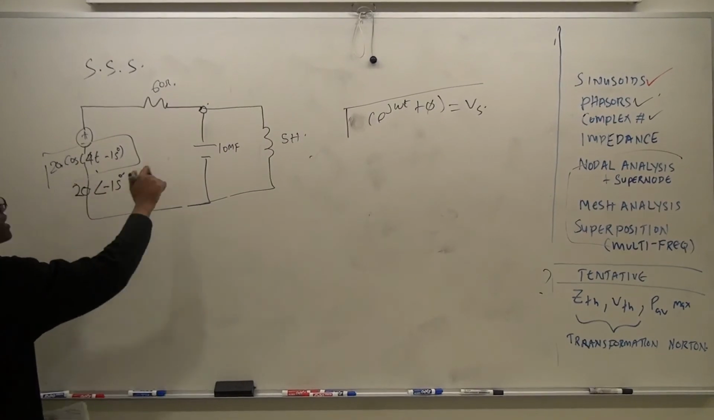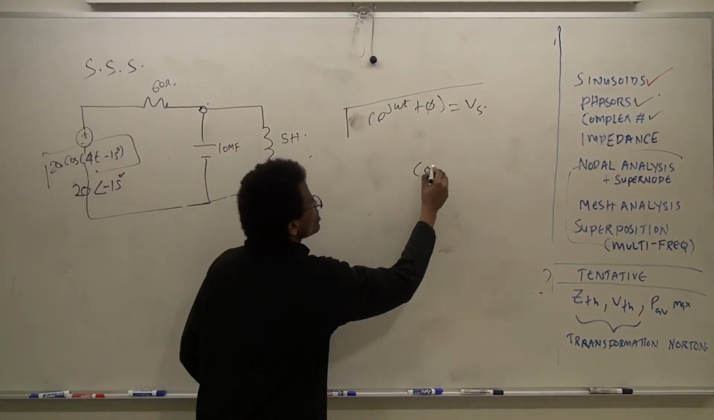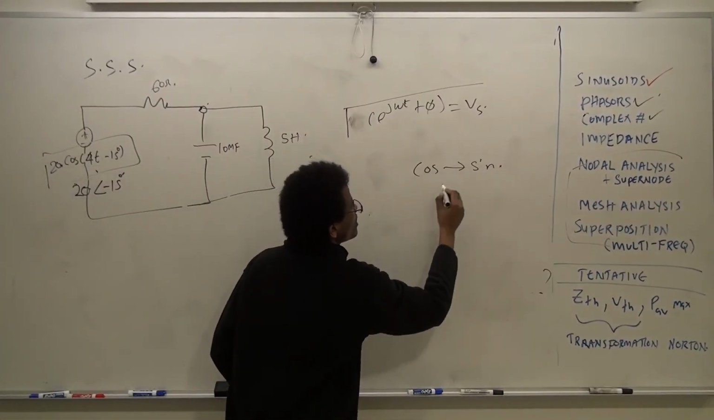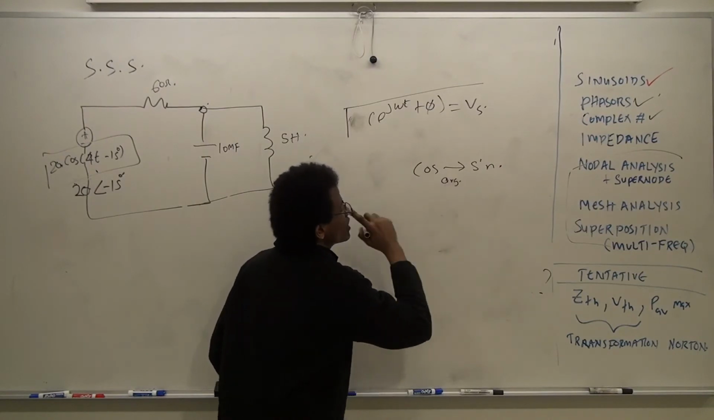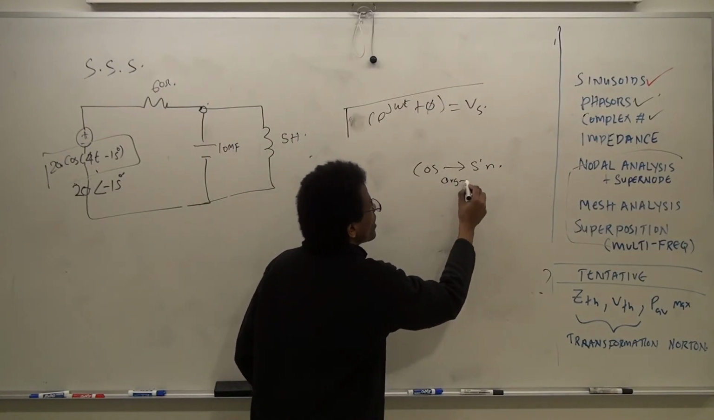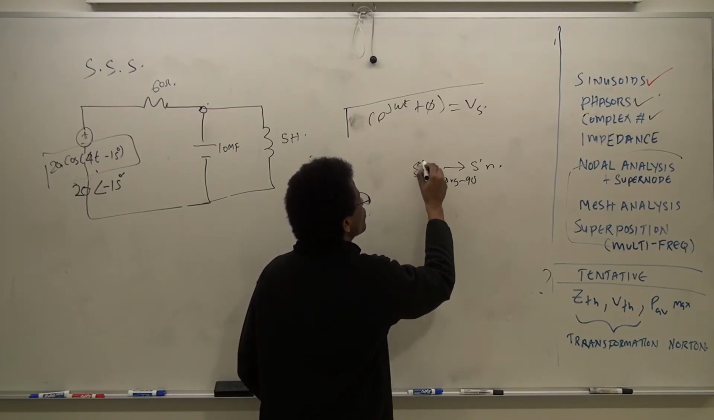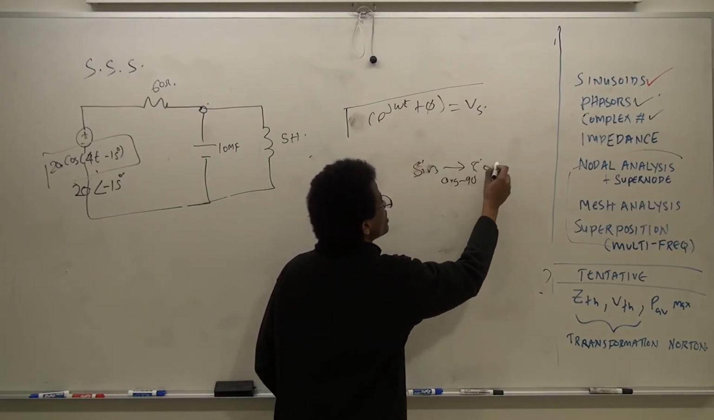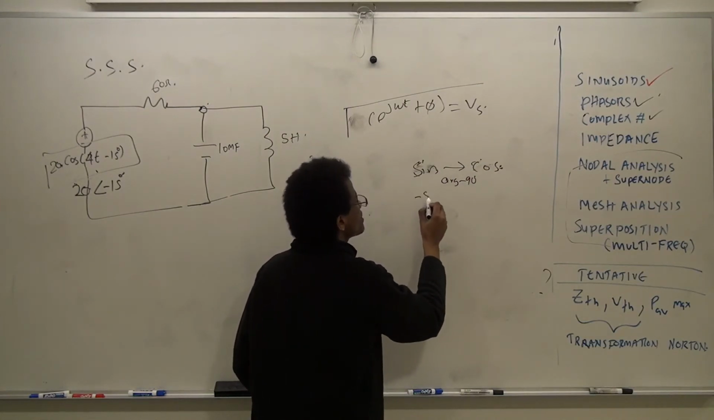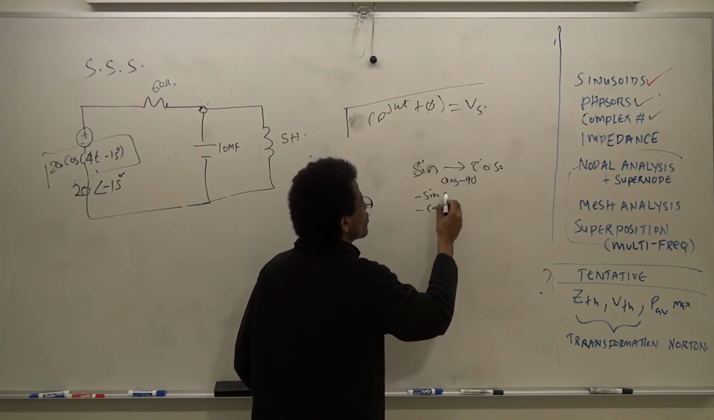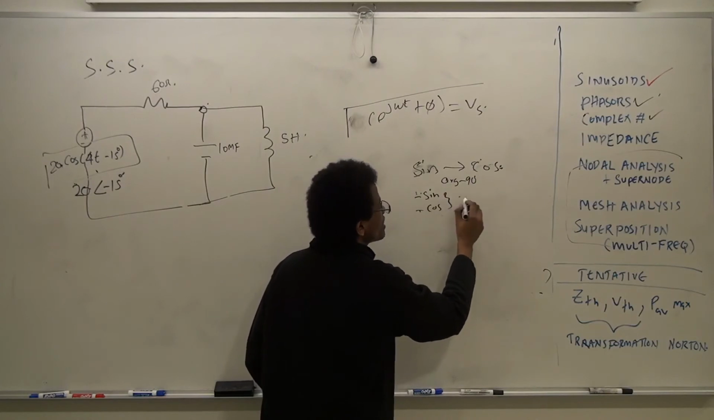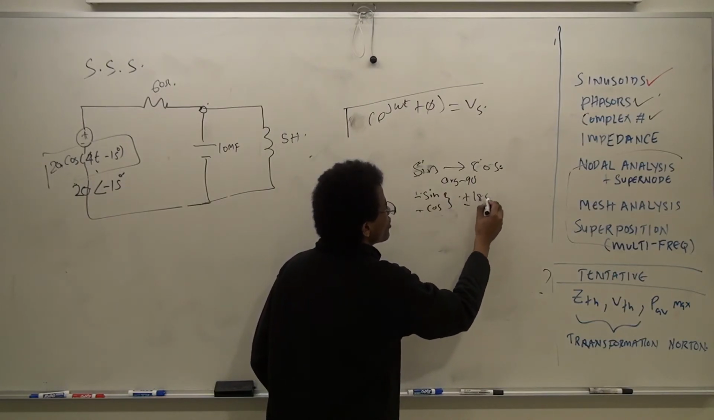So to convert from a cos to a sine, let me write this down very quickly. I'm just going to write the argument. Cos to sine, you do argument minus 90 degrees. I'm sorry, sine to cos. From sine to cos, it's argument plus 90. Then another thing: if you have a minus sine or a minus cos, to get rid of the negative on the outside, you do a plus or minus 180 in the argument.